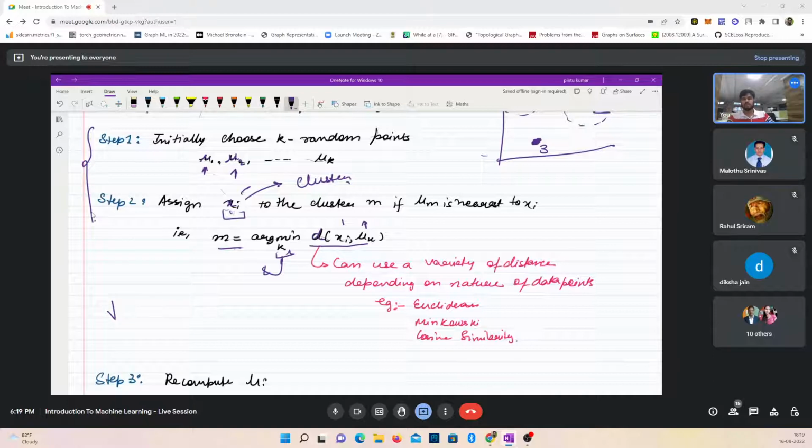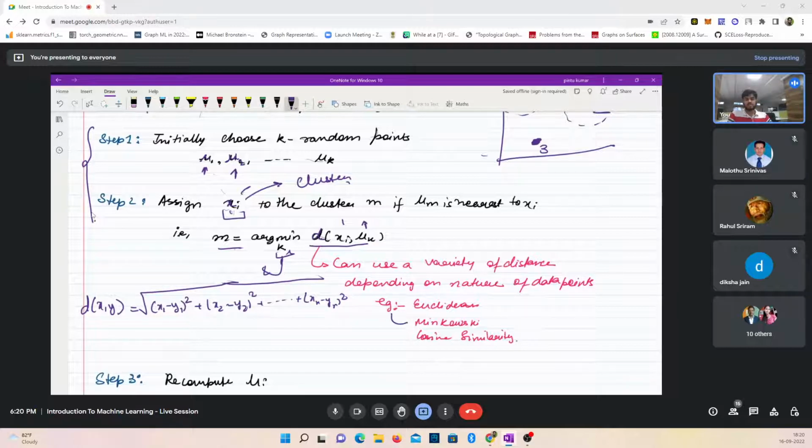So I'll just mention what Euclidean distance is, for somebody who is probably not from a mathematics background. If you have x and y, then the distance between x and y is (x1 minus y1) whole square plus (x2 minus y2) whole square, and so on till (xn minus yn) whole square, and then you take the square root of it. So this is something called your Euclidean distance.